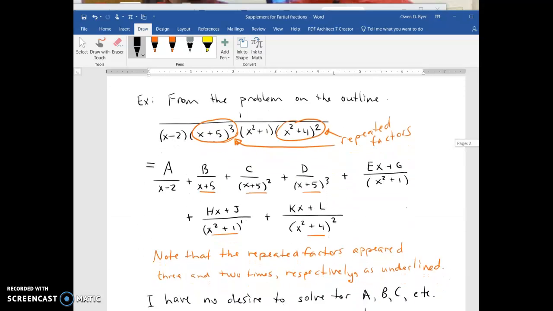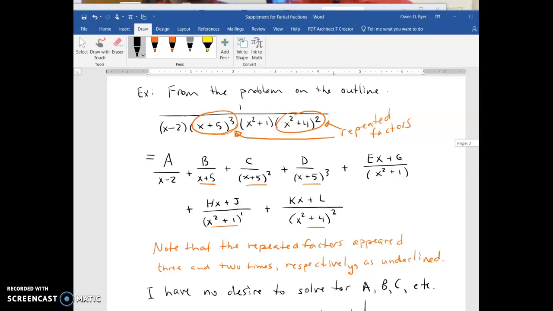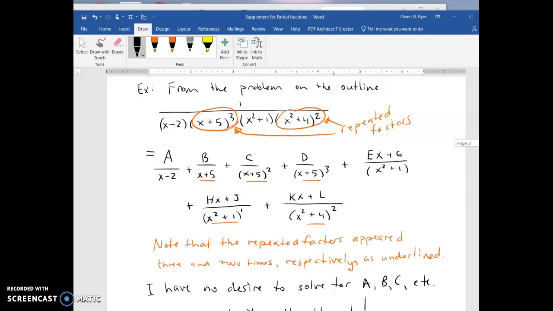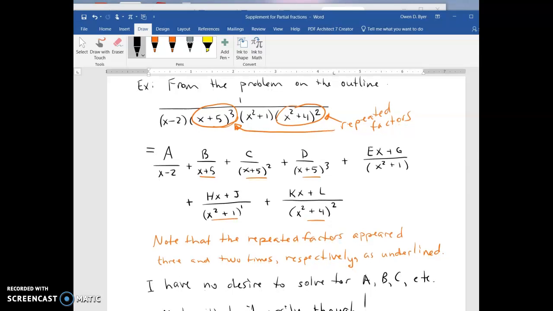And then the last problem is one on the outline. I said, what would the partial fraction expansion be? I'll just show you this here. Here was the problem, 1 over this big denominator, and there were a couple of repeated factors. So this x plus 5 to the 3rd has to appear as an x plus 5, an x plus 5 squared, and an x plus 5 cubed. The denominators are what I just said. The numerators are constants, because the factor itself is linear.